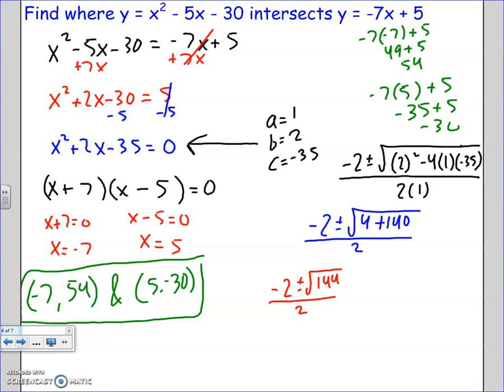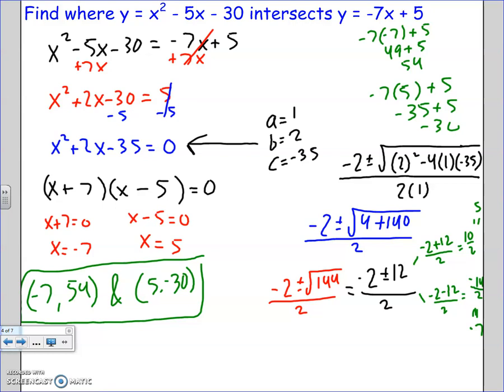We're not going to leave the 144. The square root of 144 is 12. Then I'm going to do the two cases. The adding problem, negative 2 plus 12 over 2, and the subtracting problem, negative 2 minus 12 over 2. So that is positive 10 over 2, which equals 5, our first answer. That's negative 14 over 2, which turns into negative 7, which is our second answer.